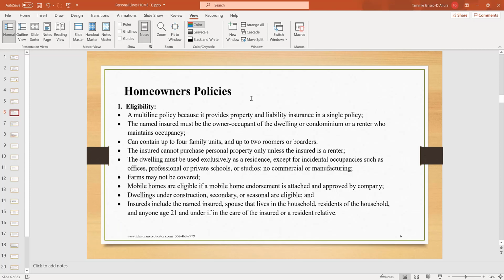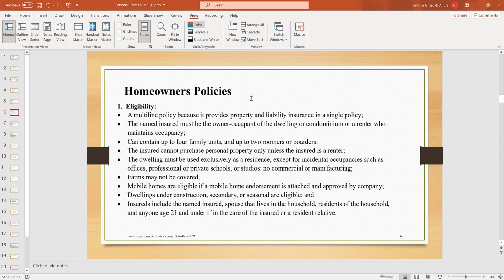Now, the thing that you have to remember about homeowner policies is the named insured must be the owner occupant of the dwelling or condominium, or a renter who maintains occupancy. So in other words, if Tom Smith comes into my office, one of the first questions I'm going to ask Tom is, do you own this home as far as living in this home, or are you renting this home out? And if he says, well, I will be living in this home, then that will be owner occupied and we can put him on the homeowner policy.